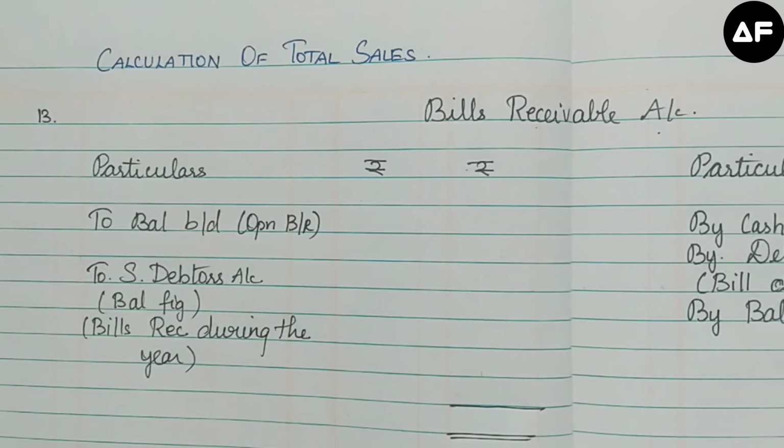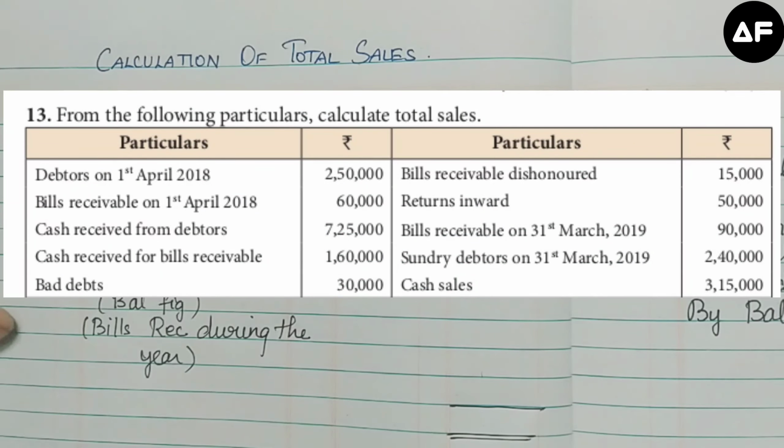In this video, let's look into the calculation of the total sales. We are going to look into the 13th sum from the Samachi textbook of Standard 12. So this sum goes as: from the following particulars, calculate total sales. So they've given us a set of particulars over there, that is details in the sum.